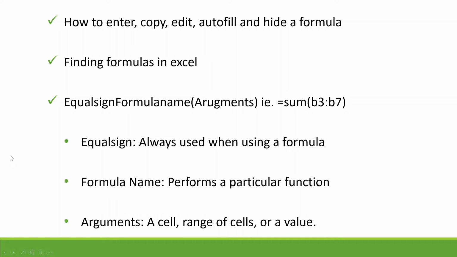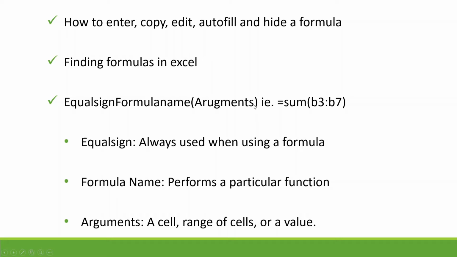So just like I told you, the equal sign is always used when using a formula. That's the first thing that you should do. Then the formula name performs a particular function. Alright, so when you are writing a formula, this is the format: an equal sign must come first, the formula name will come, then the argument will come. You can also call it a function if you want. It's usually interchangeable and it's related.